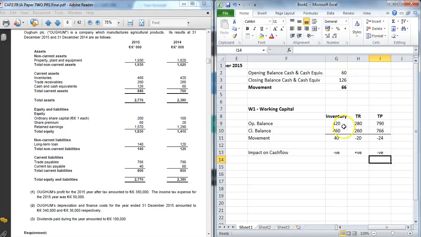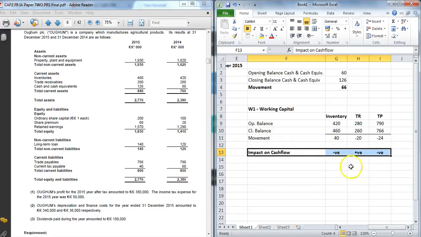So the key point is these two are consistent. If it's an increase, it's bad for cash flow. If it's a decrease, it's good for cash flow. This one is the opposite. If you try and remember it like that, these two are the same. An increase is bad for cash flow, apologies, and a decrease is good for cash flow, so you have less money tied up. Whereas trade payables is the exact opposite. A decrease is bad for cash flow and an increase is good. But that's typically where students struggle.